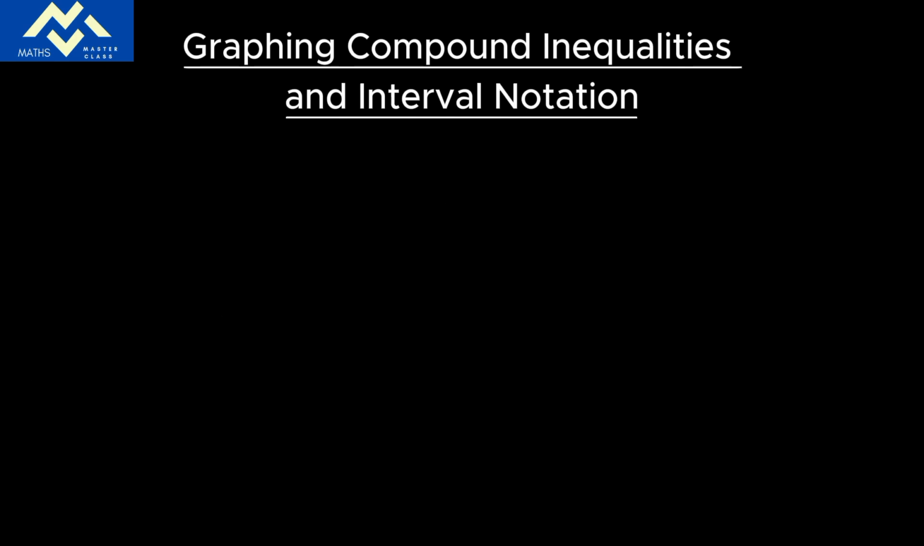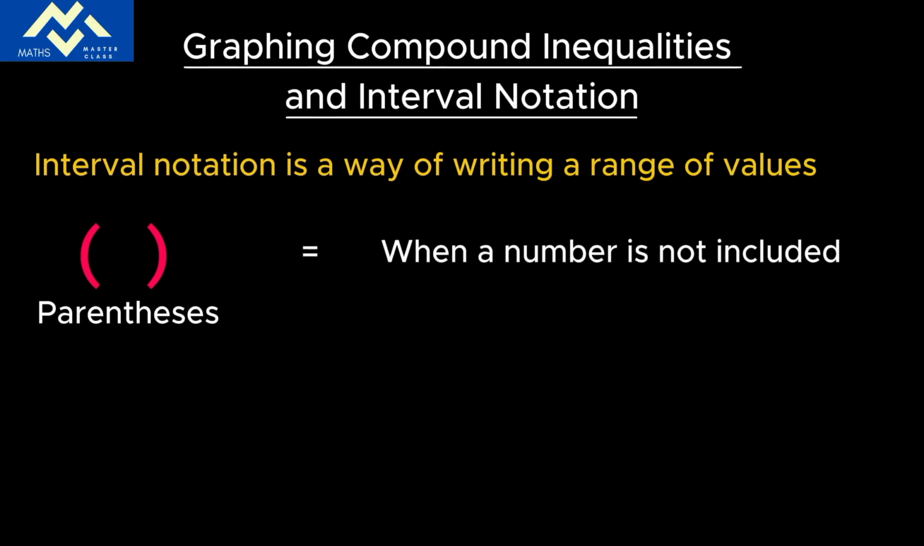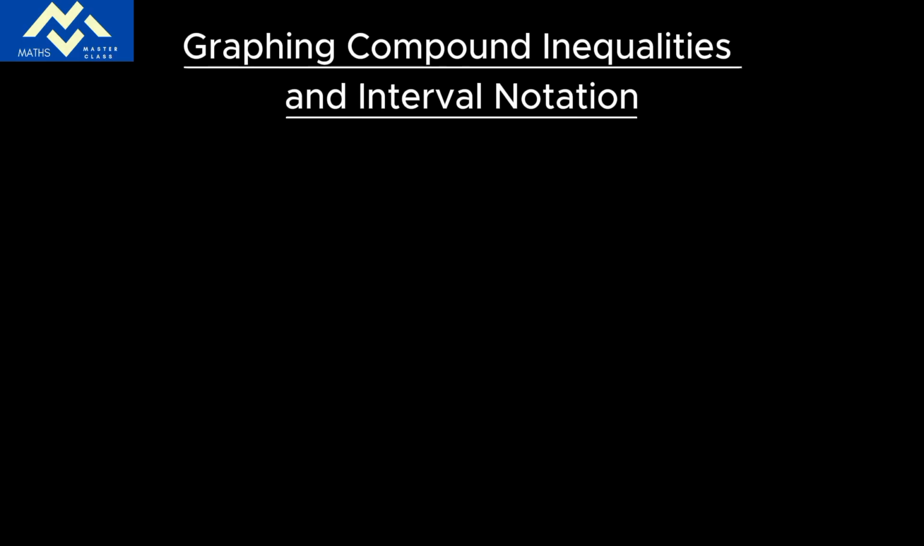What is interval notation? Interval notation is another way of writing a range of values. Instead of using inequality signs, we use round brackets, also called parentheses, when a number is not included, and square brackets, which many of you may already be familiar with, when a number is included. Let's look at a few examples.